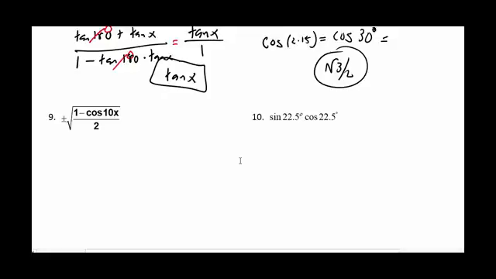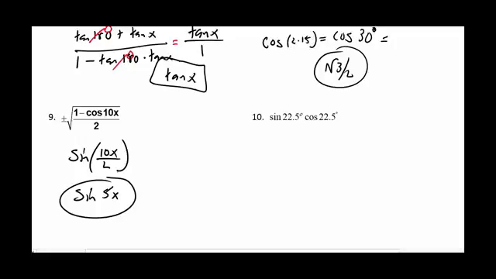All right, number 9, you have to recognize that you're looking at a form of the half angle. And we're looking at, I believe, sine. So 1 minus, yeah. So we're looking at sine of 10x over 2. So it's just sine of 5x.